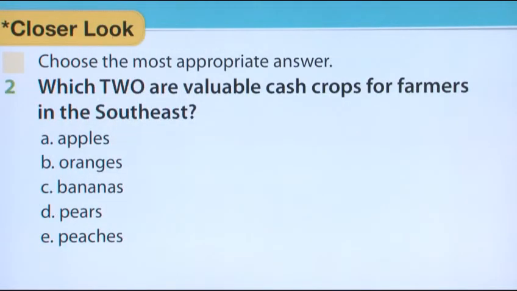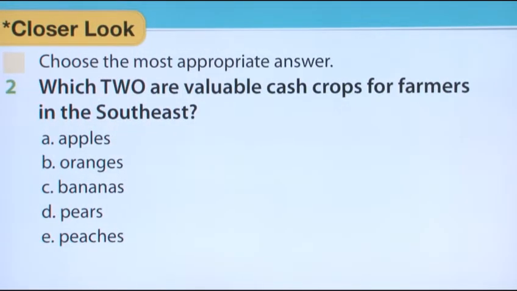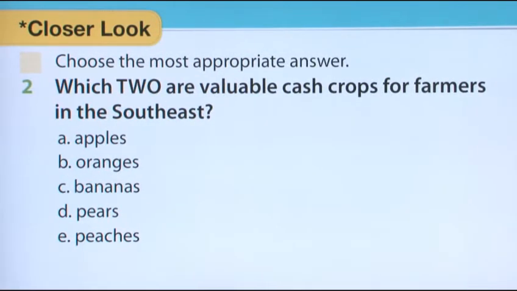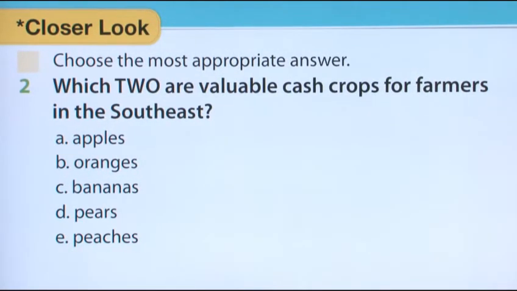Moving on to question 2, which two are valuable cash crops for farmers in the Southeast? Is it A, apples, B, oranges, C, bananas, D, pears, and E, peaches? Which two are valuable cash crops? The answers here are B and E. B, oranges, and E, peaches. They are both valuable cash crops for farmers in the Southeast. Peaches are grown in Georgia, and oranges are grown in sunny Florida.